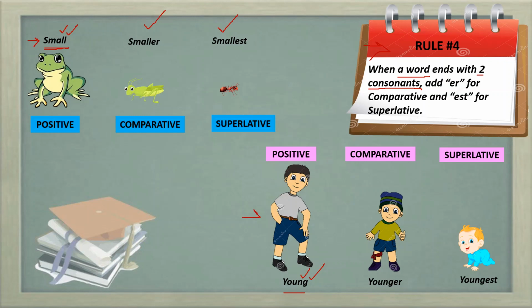So this is rule number 4, where we focus mostly on the use of consonants at the end of a given adjective. Let us move to the next rule.